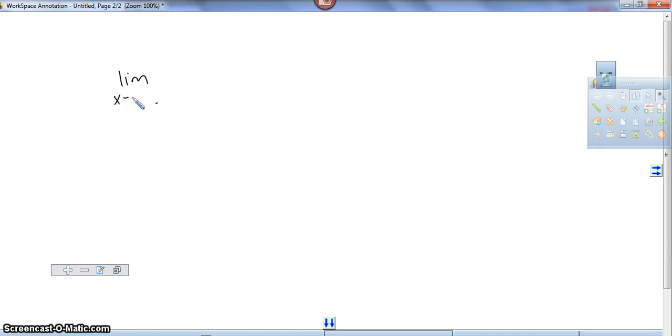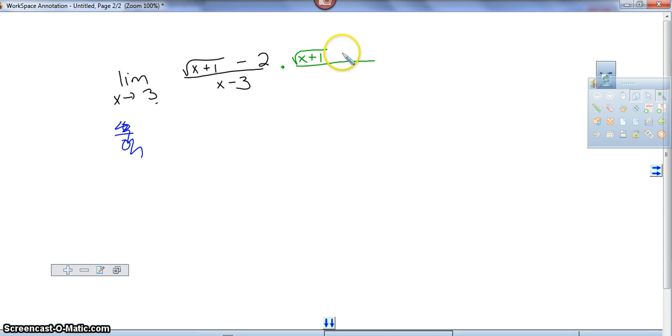The limit as x approaches 3 of the square root of x plus 1 minus 2 all over x minus 3. Now, if you plug in 3, you're going to get 2 minus 2, which is 0, over 0, which we don't want. That's a form that we don't want. So what we have to do here is a special algebra called using a conjugate. And you've done this in Algebra 2, but you haven't really used it like this. Anytime you have a square root and you want to get rid of a square root, you can use a conjugate. So I'm going to multiply by the conjugate, which would be the square root of x plus 1 and instead of minus 2, it's plus 2.